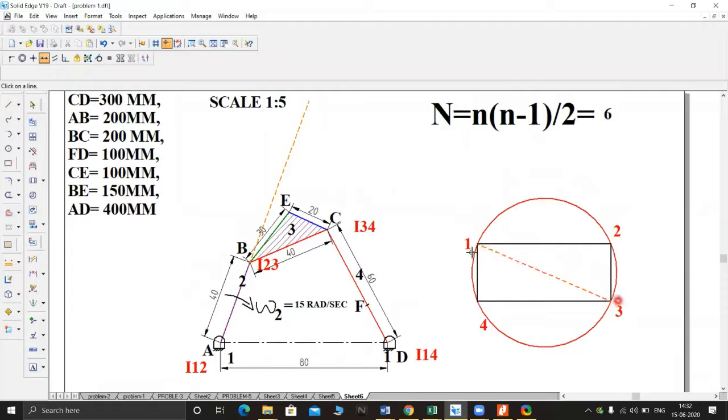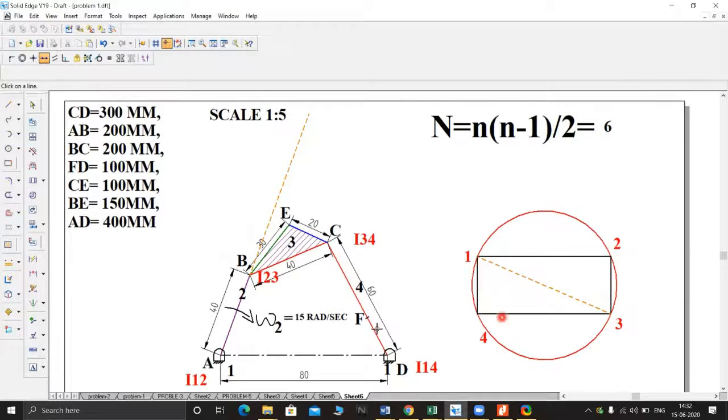If you want I13, it should come on I14 and I34. I34 here, I14 here. Therefore, I13 should come on the same line, that is with respect to link number 4. Therefore, with respect to this, I'm going to draw the line, and now it coincides at this point. This coinciding point we can call as I13.